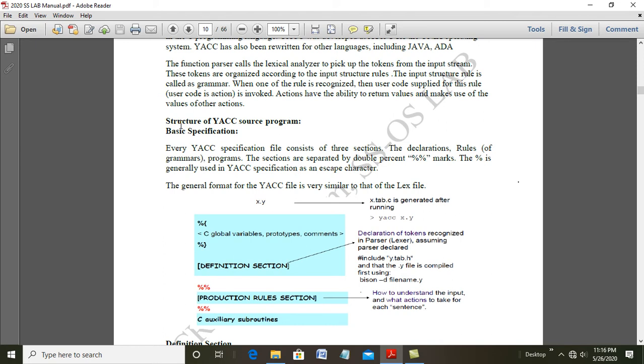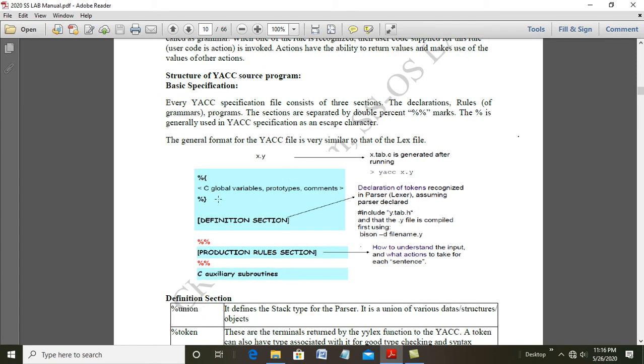Same as the lex programming structure, YACC also consists of 3 different sections. Firstly, the definition section, where it will contain the global declarations, prototypes, assignments, and all. Then the production rule section. So what production and what rule you are going to take. There is also pattern action. Here the production rule section is a grammar representation. As you studied in automata theory, that is context free grammar. So you will be writing the grammar's rules in terms of terminals and non-terminals, productions and symbols. And lastly, you will have auxiliary subroutines, or we can call it the main method. So this is the basic programming structure for your YACC program.